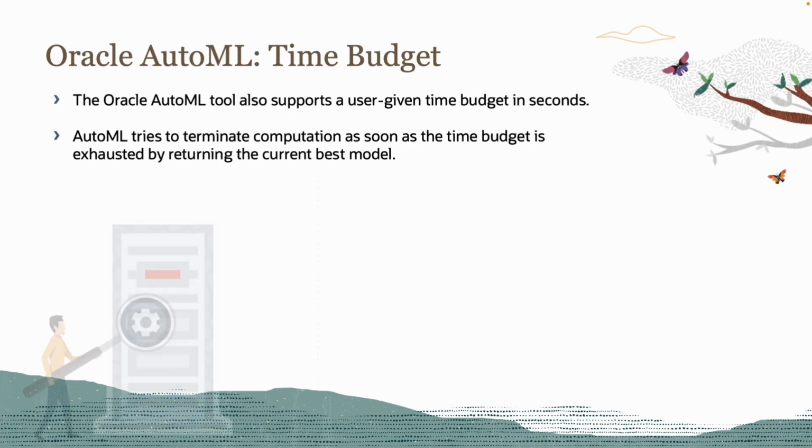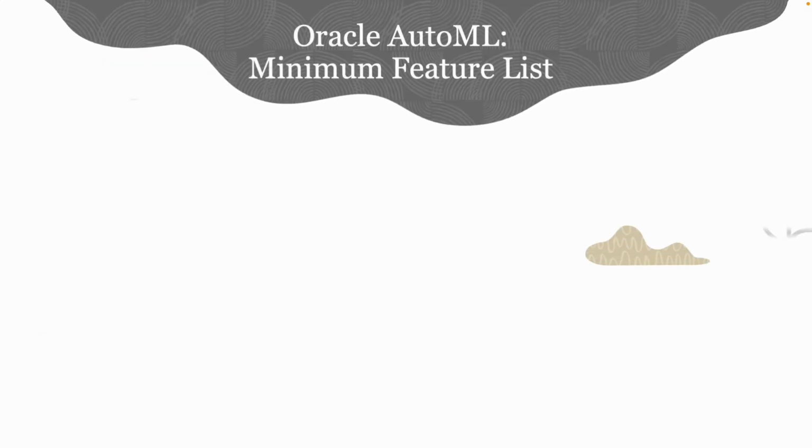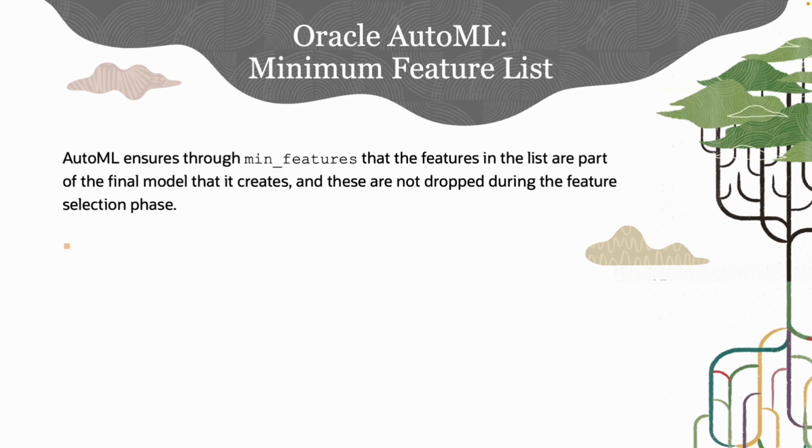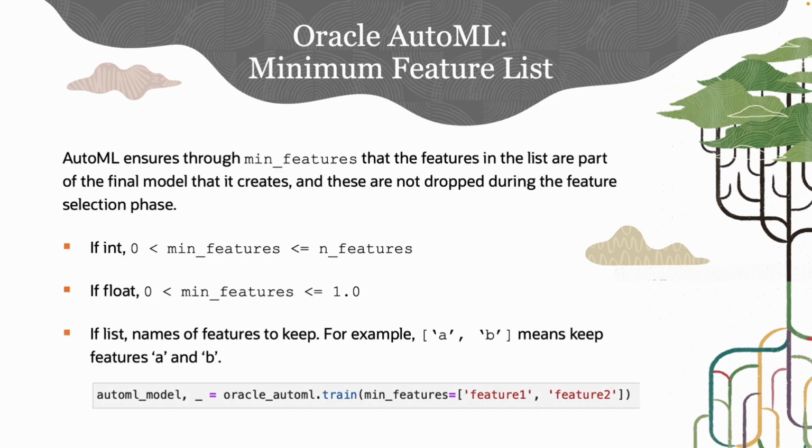AutoML supports a user-supplied time budget target in seconds. It will attempt to terminate computation at that time and will return the current best model, depending on which stage in the pipeline termination occurred. You can use a minimum feature list to ensure that features are not dropped during feature selection.